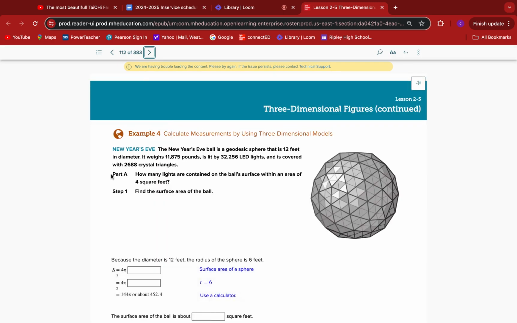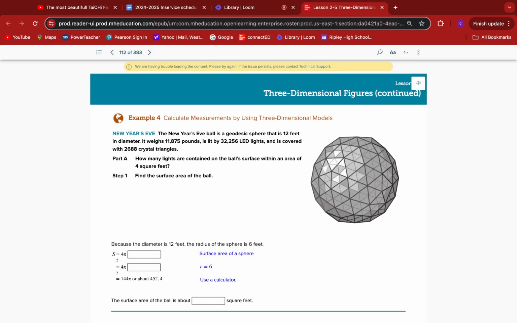All right, example number 4. It says calculate the measurements by using three-dimensional models. All right, we got the New Year's Eve ball. It is a geodesic sphere. Okay, so it's not like a true sphere. It's not totally curved. That is 12 feet in diameter.